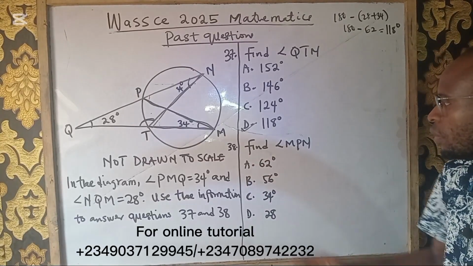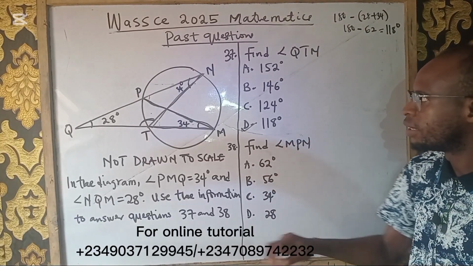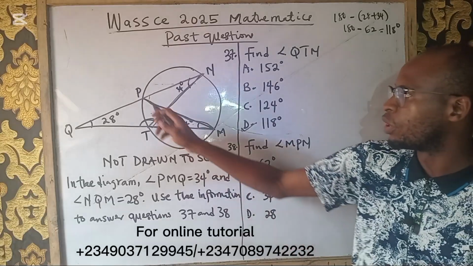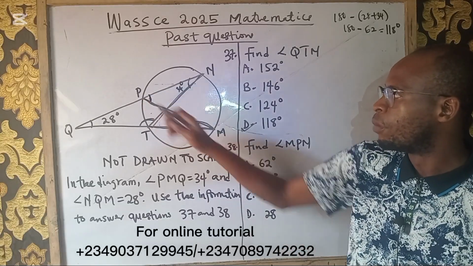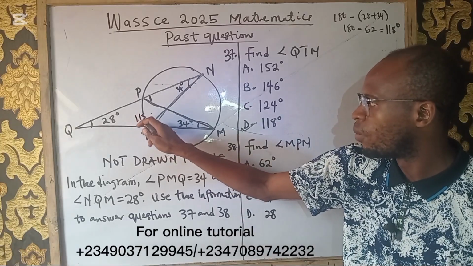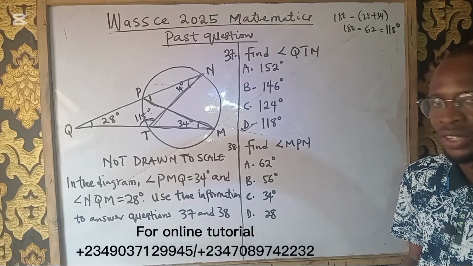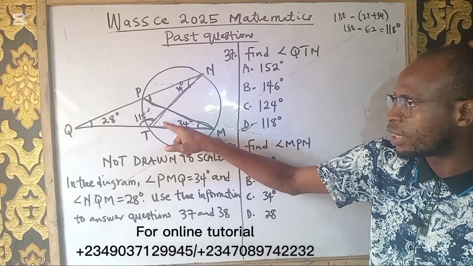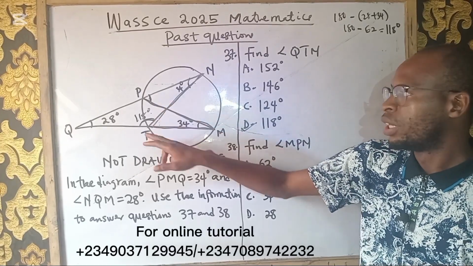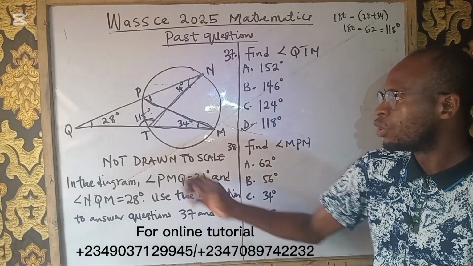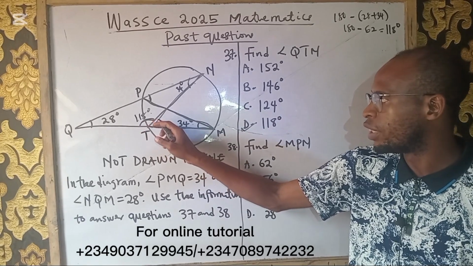Let's go to the next one. Find angle MPN. Can you see? We're actually looking for the angle over here. But we have gotten this already, 118 degrees. I told you that angles drawn in the same segment are equal, which means we need the angle over here to be able to get the angle here. This is a straight line as well, so the sum of angles on a straight line is 180. If this is 118, then we need to find the angle over here.